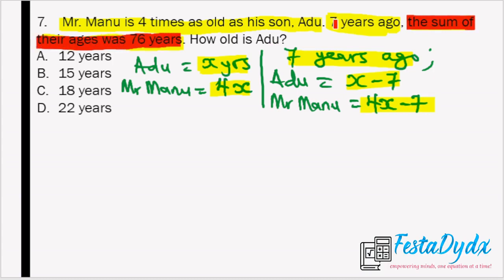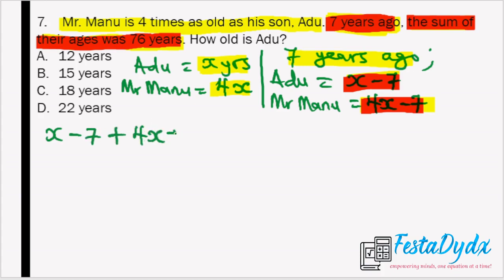So after getting what their age was 7 years ago, now we have to add them together. It says the sum of their age. So I'm going to add x minus 7 plus 4x minus 7, and we equate it to 76 years. You say the sum of their age is 76 years. So now we're having x minus 7, which is for Adu, plus 4x minus 7, which is for Mr. Manu. It is equal to 76 years.